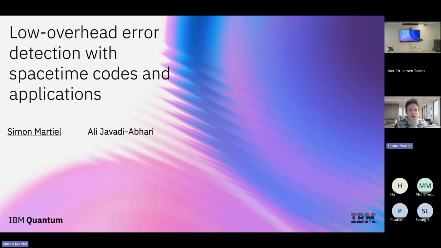So yes, this talk is about some way of mitigating errors that we call error detection, which is some loose form of error correction where we don't correct, we just post-select away errors. This is joint work with Ali Javadi, who is also a researcher at IBM, but based in New York. I will try to run you through the construction of those low overhead error detection codes, and how we can use them to actually do useful quantum computation.